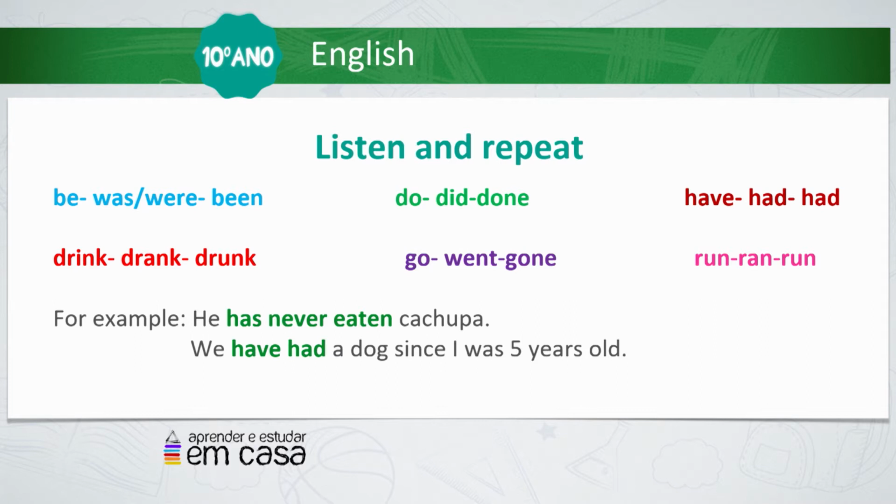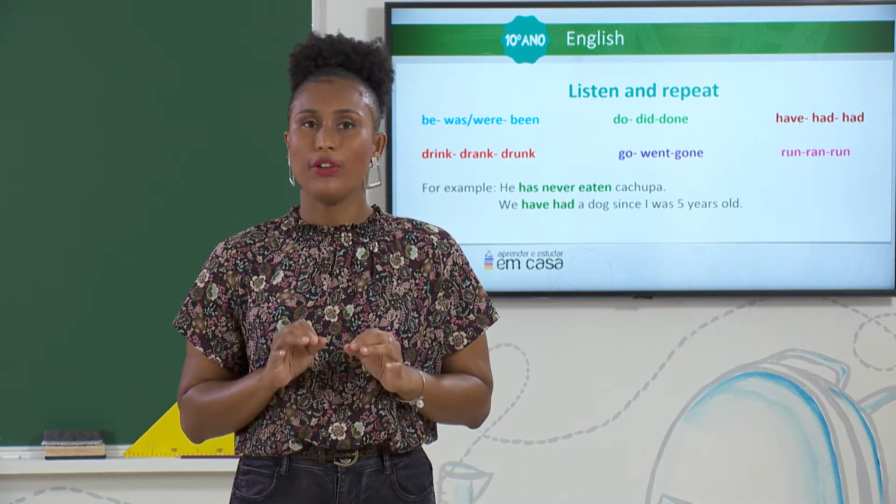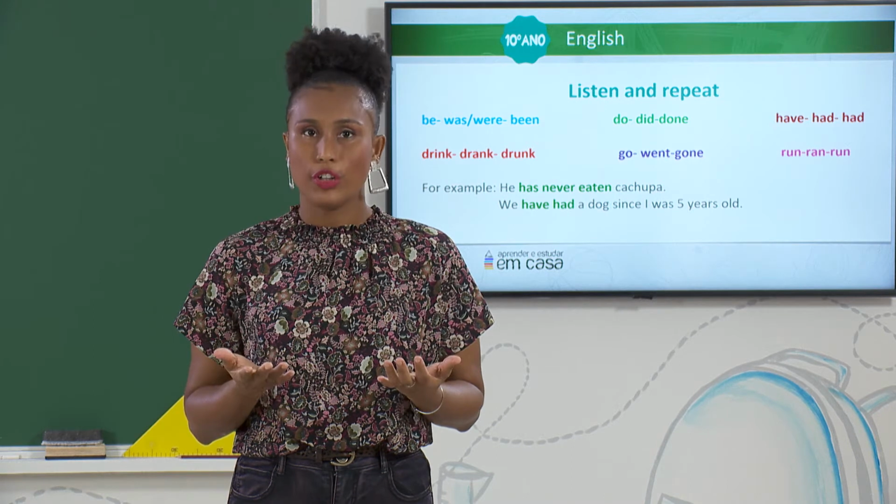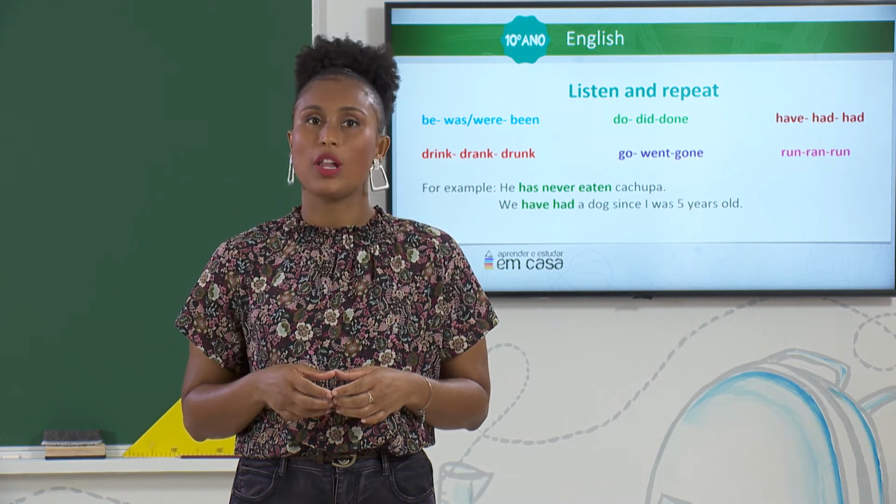For example, he has never eaten cachupa. We have had a dog since I was 5 years old. Easy, right? If you have the list of the irregular verbs, it will be very easy for you to form the past participle of the verbs.